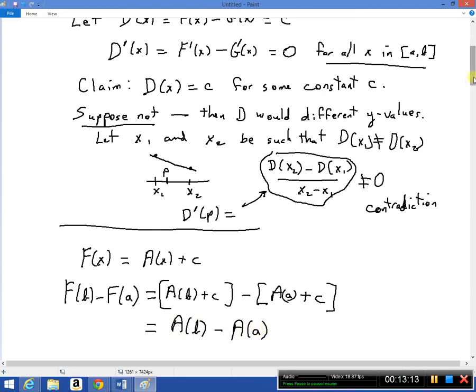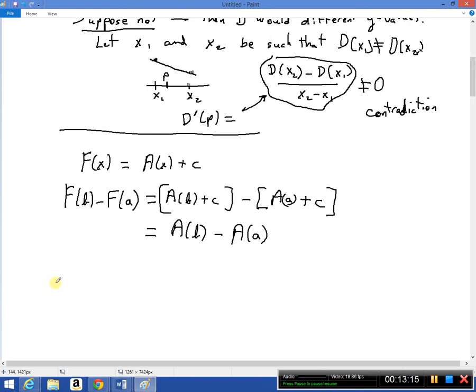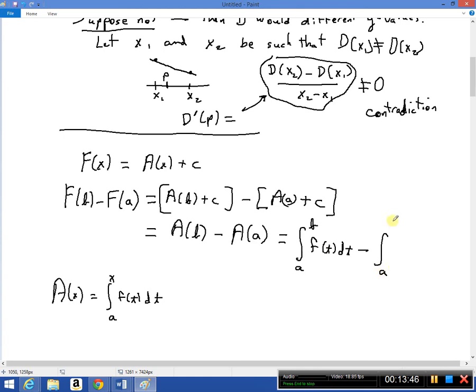Now, remember what A of x was? A of x is the integral from a to x of f of t dt. So what is A of b? A of b is just replace x by b. It's the integral from a to b of f of t dt, minus A of a, well, that's the integral from a to a of f of t dt.